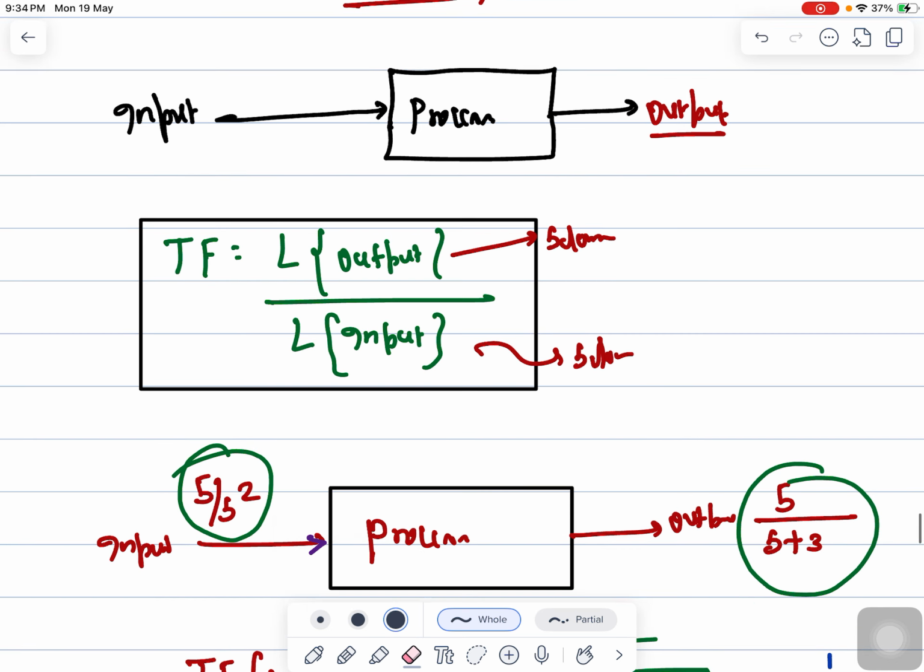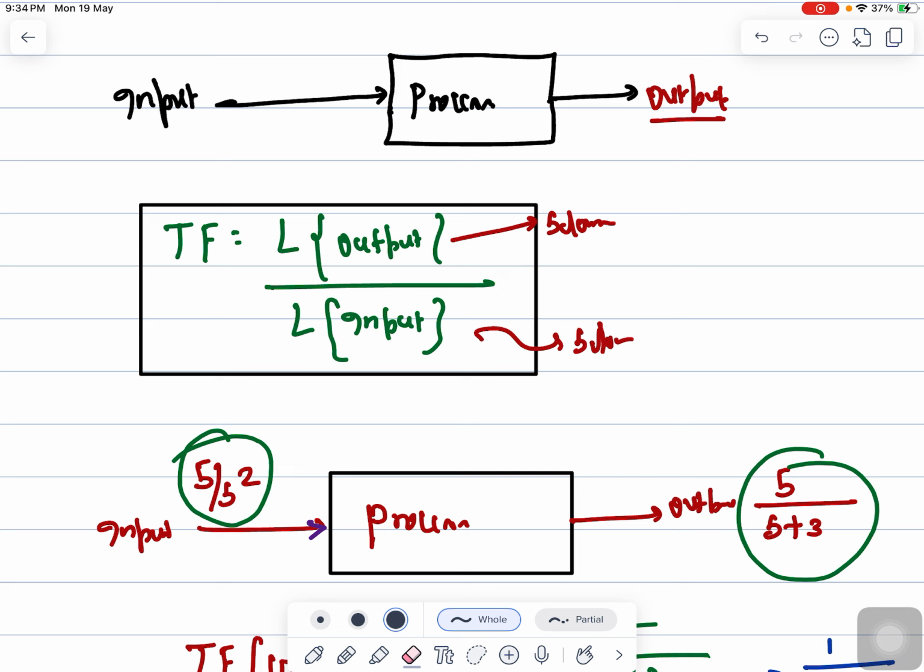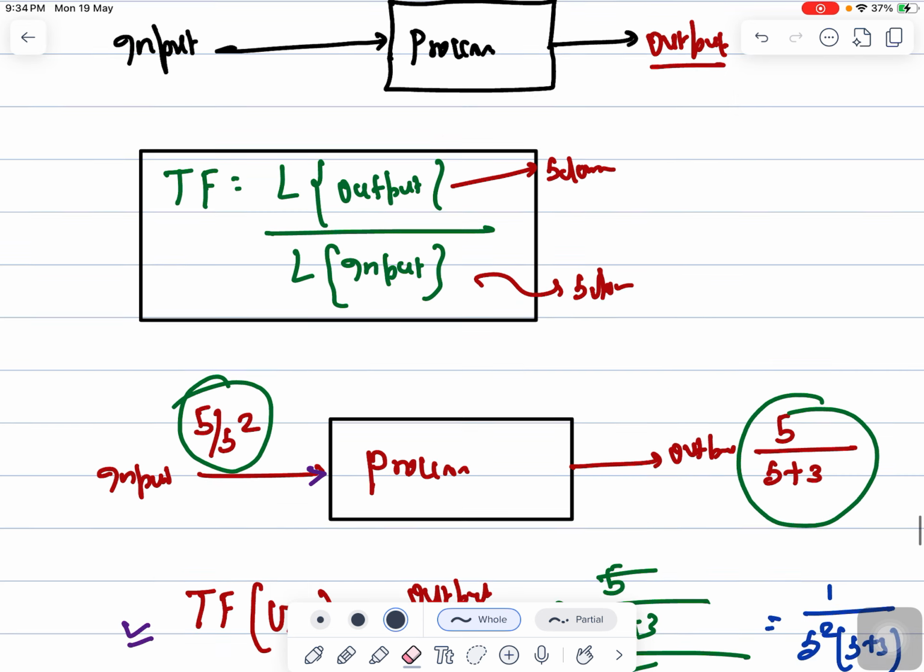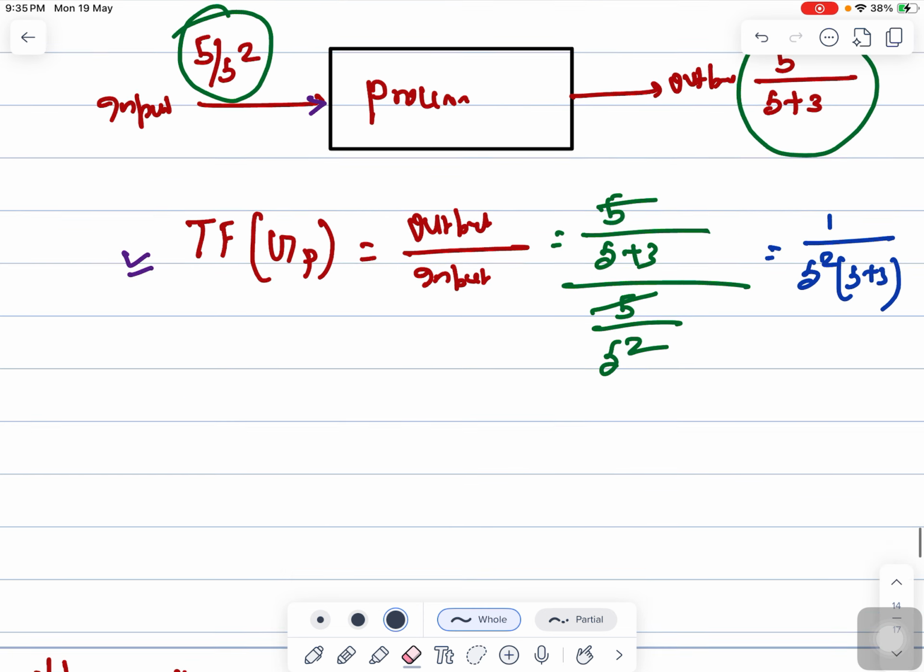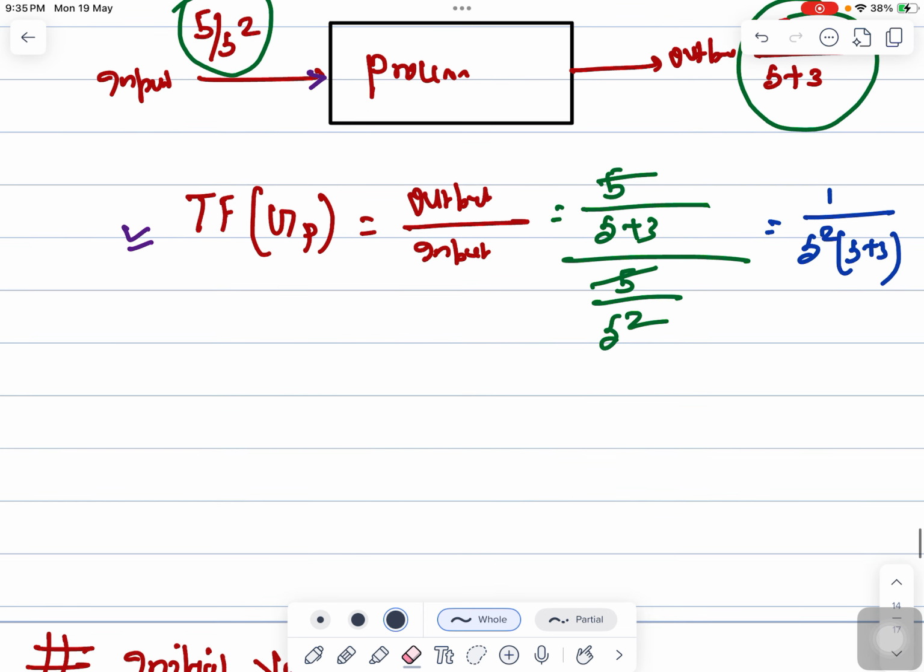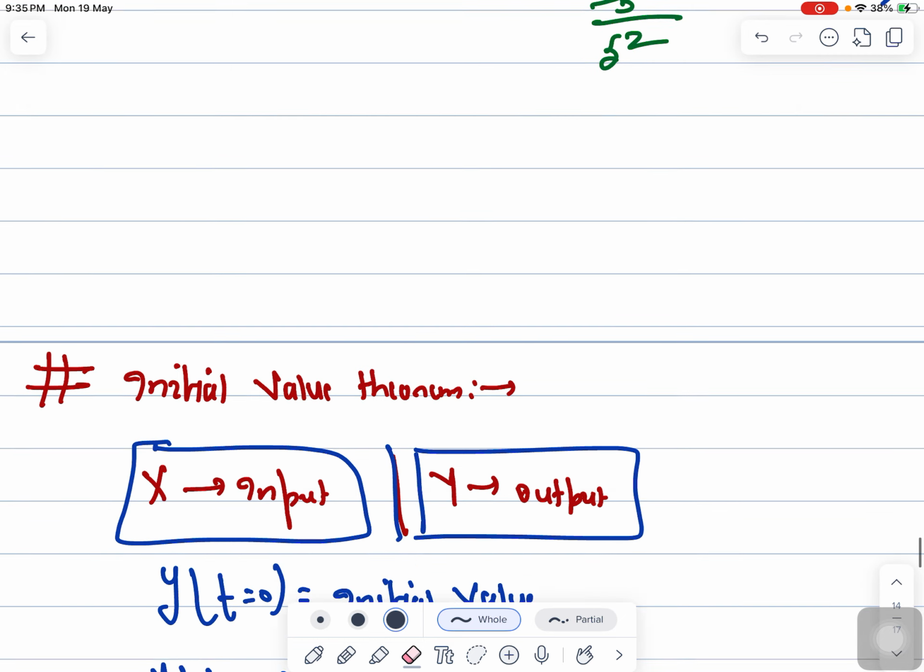So if it is in the T domain, then you have to take the Laplace and convert T domain to S domain. That I have already taught you in my first lecture of process dynamics and control. Let's say here the input is 5 by s square and the output is 5 upon s plus 3, and you want to calculate the transfer function of the process. The value is output divided by input, that is 5 upon s plus 3 divided by 5 upon s square, and ultimately you will get the value 1 upon s square plus s plus 3.